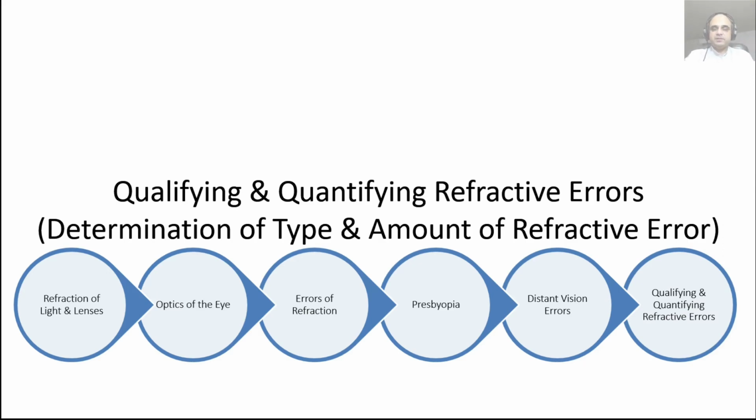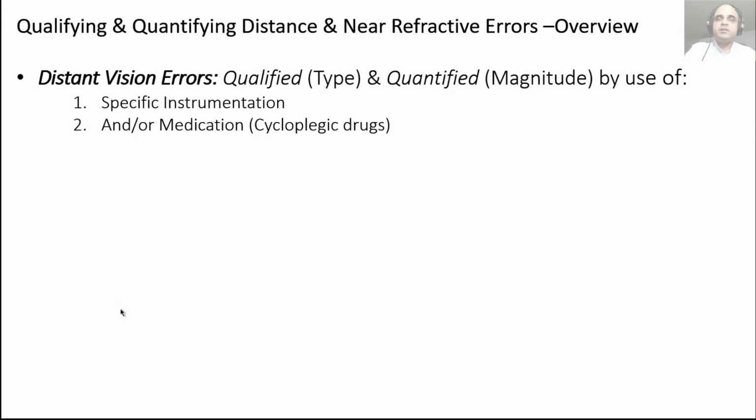accommodative amplitude deficit. Distant vision errors are qualified, i.e. hypermetropic, myopic, or astigmatic, and quantified, i.e. putting a number next to those errors by using specific instrumentations. We have already talked about the names of those instruments as a retinoscope and an autorefractor or an autorefractor keratometer. And or the use of medications. We've also discussed this medication, i.e. the cycloplegic drug, when we were talking about hypermetropia and more specifically latent hypermetropia.